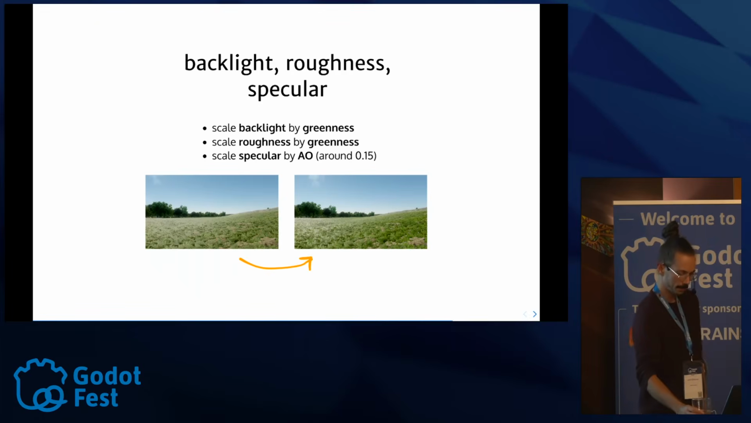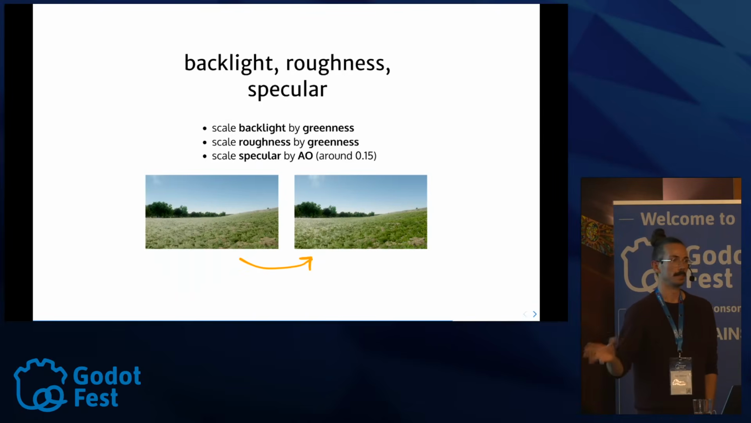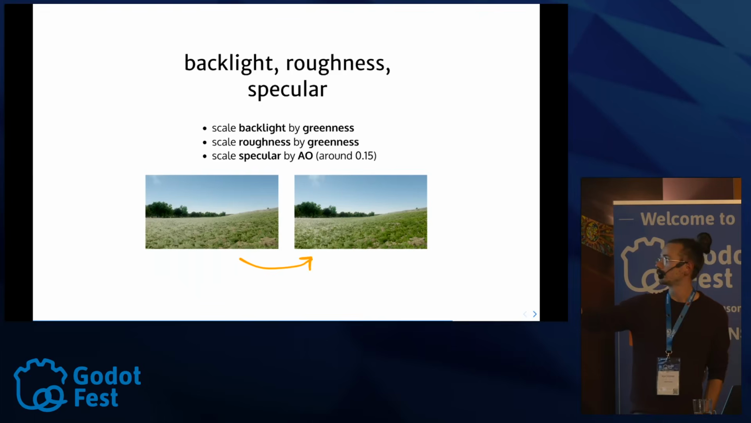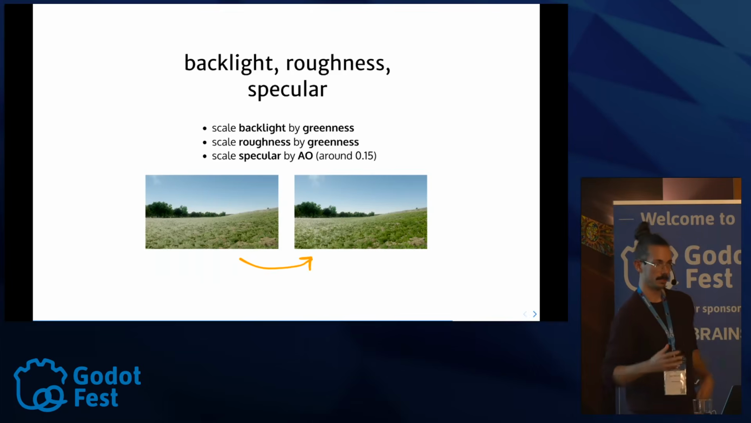And as for specular, we scale that by the ambient occlusion. Usually specular is a parameter which you should leave at 0.5 for physical accuracy, but we're doing tricks all the time with vegetation, so we have to move away from that. And with the default 0.5 here on the left, it looks pretty shiny, whereas you want kind of more specific highlights, which you get by lowering the specular value based on ambient occlusion.